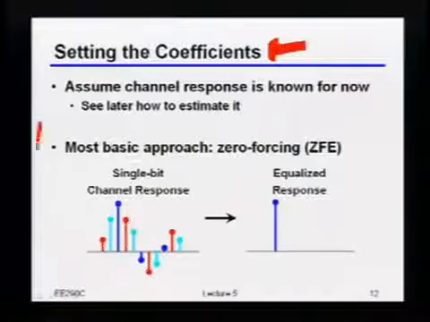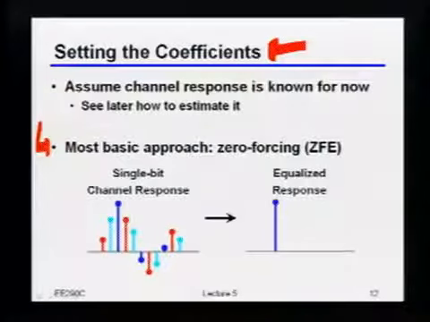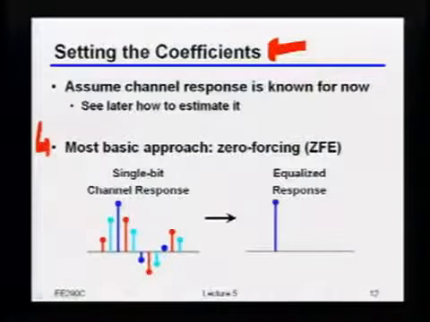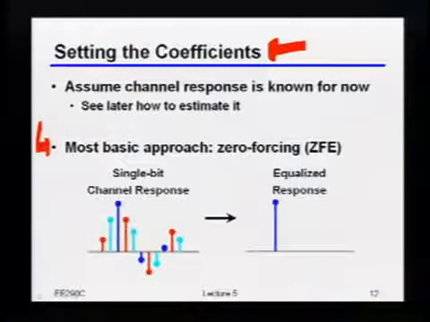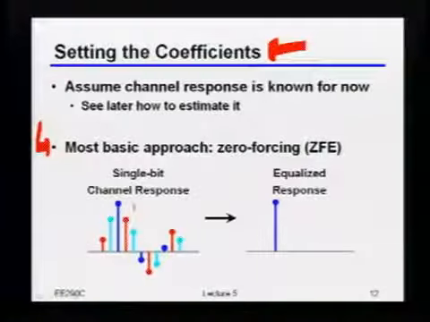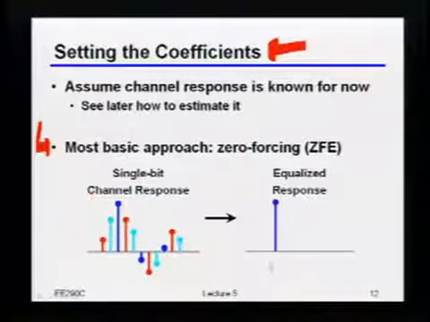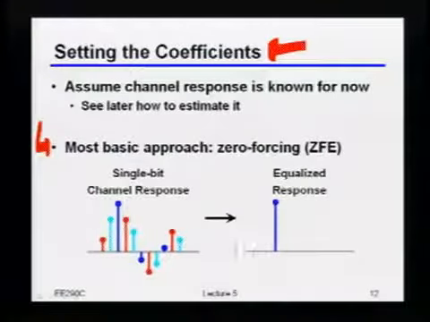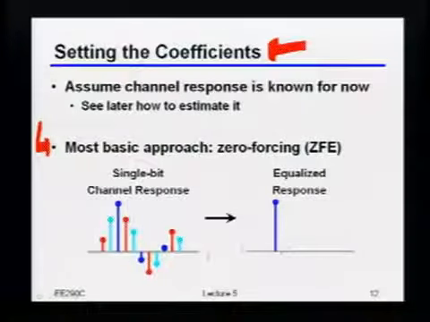So the most basic approach to setting these equalizer coefficients is to do what's called zero forcing. Okay? This is also referred to as a ZFE, a zero forcing equalizer. So the basic idea is very simple. Let's say I had some channel response that I started out with. What a ZFE is going to try and do is just force it to look like a perfect single bit. Okay? So in other words, it's going to try and zero out all of the ISI.